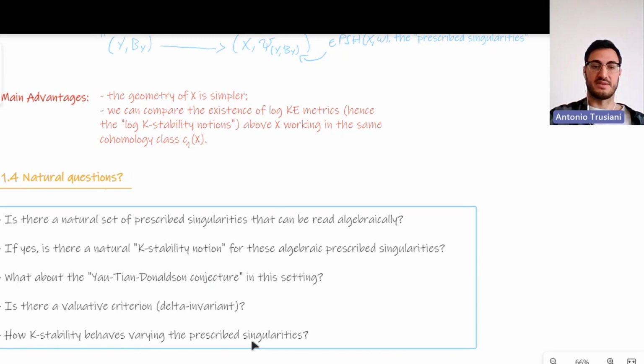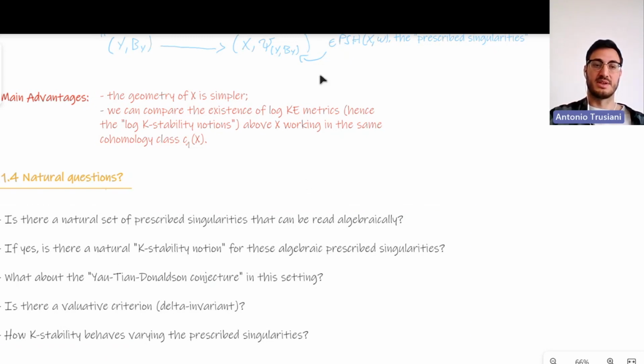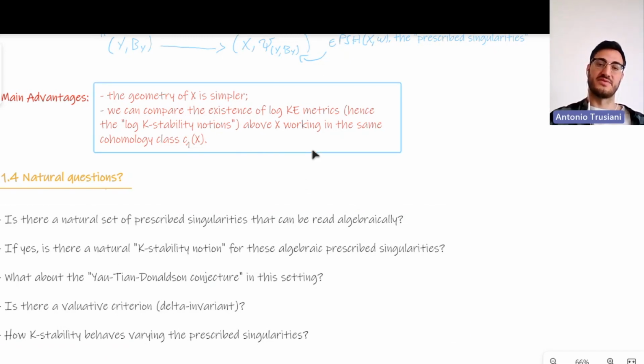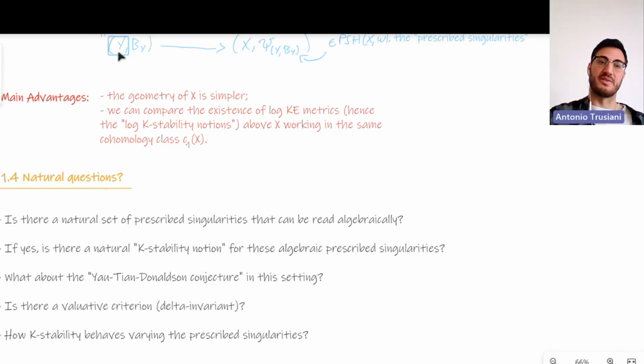So this is the novelty. A really important novelty of the project is about checking how the K-stability notions vary. A priori, you cannot compare log K-stability for different log Fano pairs above X. Here, with this perspective, we can.